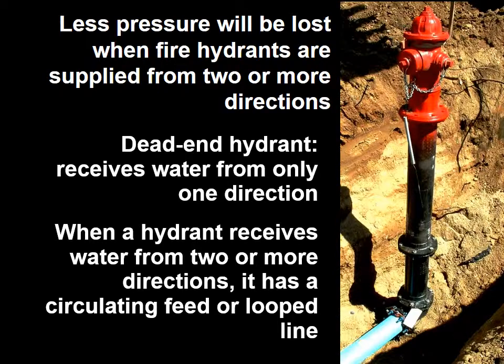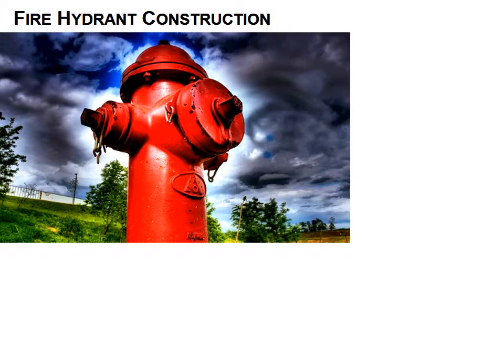Hydrant construction. The parts of the barrel, the bonnet, and the foot piece are constructed from cast iron. Your internal working parts are usually made of bronze. Valve facings may be rubber, leather, or composite materials.